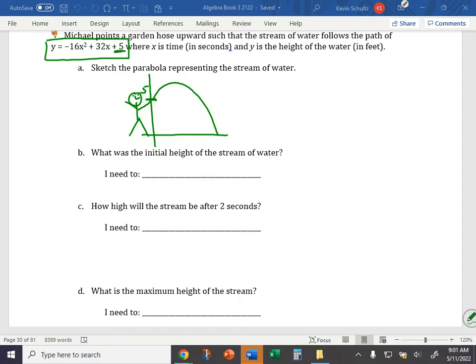What is the initial height of the stream of water? 5 feet. And what did you do to find that? We made a stick figure. Initial height. What is that word initial? I say it tends to mean y-intercept.